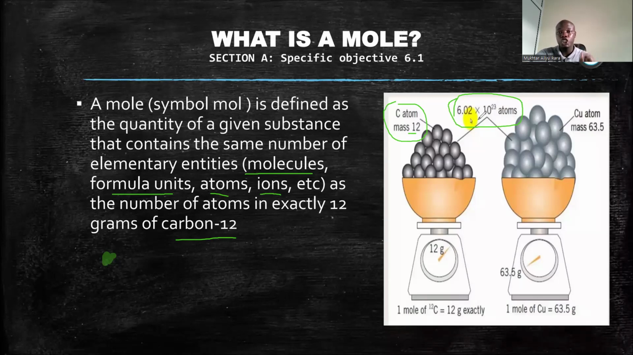And this number of atoms is 6.02 times 10 raised to the power of 23 atoms. So it means that in each and every element, or in each and every substance, 1 mole of that substance contains 6.02 times 10 raised to the power of 23 atoms. So it's the same, provided that the number of moles are the same. And one very interesting thing is actually we have a different formula for calculating mole.